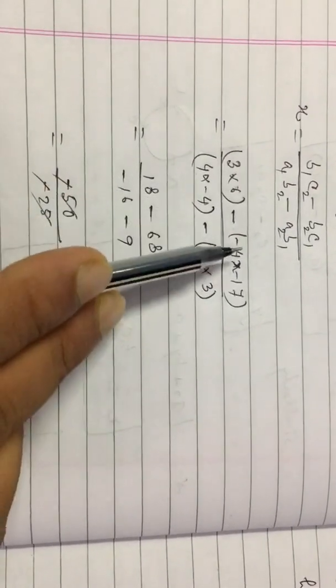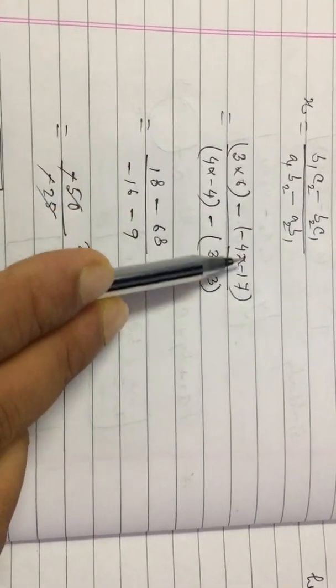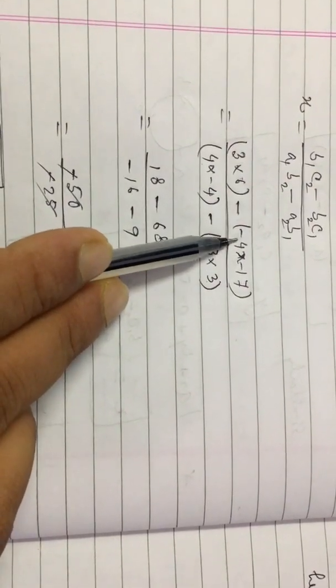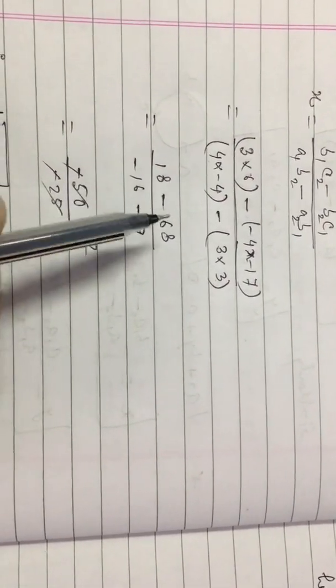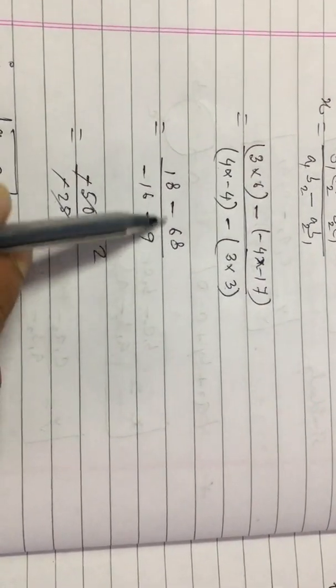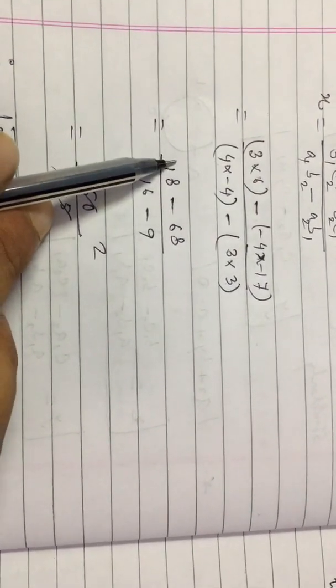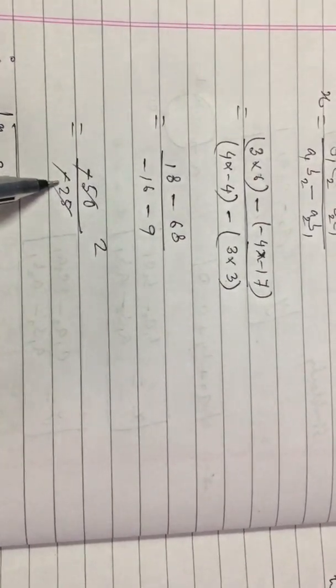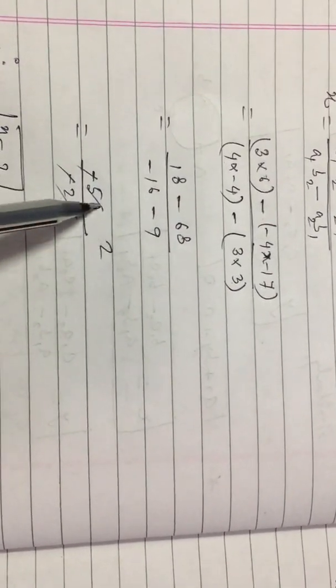6 3s are 18, minus sign. 17 4s are 68 and minus minus plus, and that plus minus minus. So minus 16 and minus 9, minus 25, and minus 68 plus 18, minus 50. This minus minus cancel. 25 2s are 50. This is the value of x.